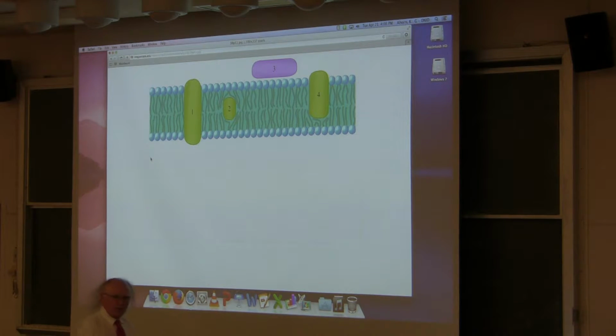The last one of these is important. They're all important, but the last one of these is important and it's interesting. And it's the molecule water. Water moves across the lipid bilayer fairly easily.